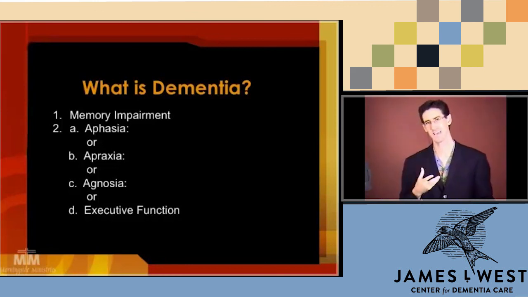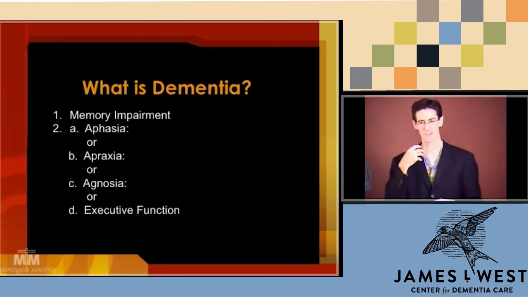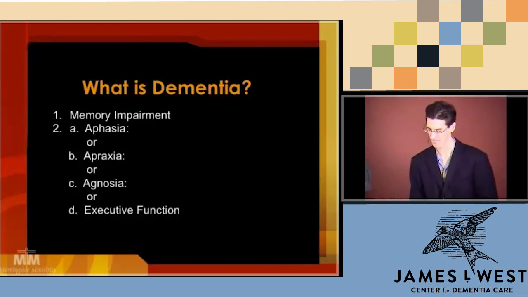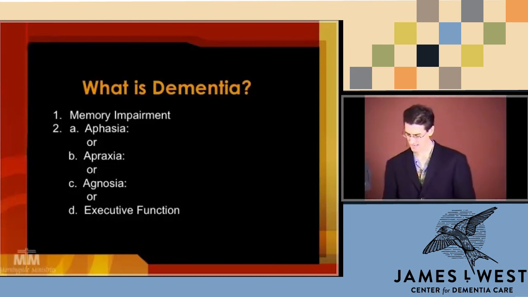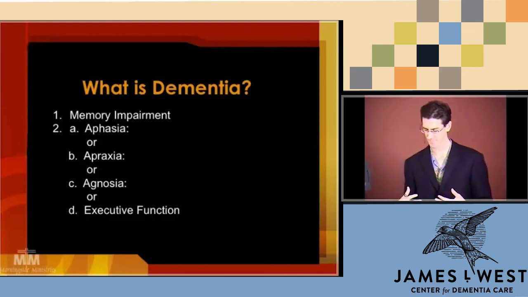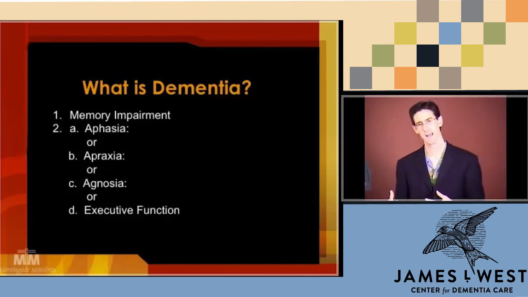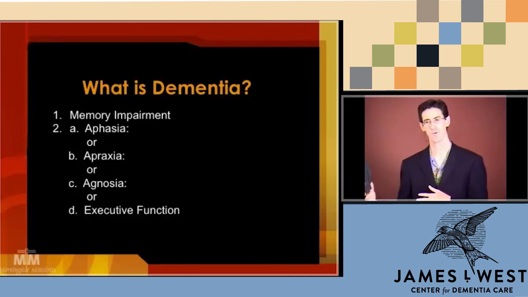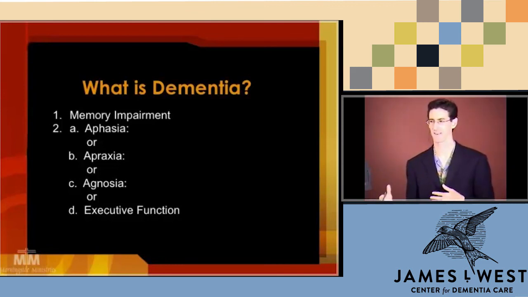They still have intact speech hardware. They just can't get the right words out. So that would be an example of aphasia. For apraxia, a person has impaired motor abilities despite having intact motor hardware.